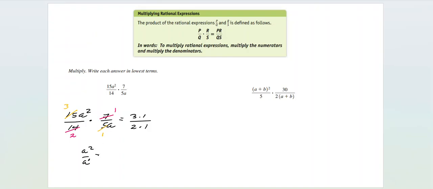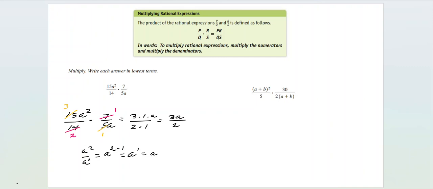A is a to the 1, so when I apply, in this case, the quotient rule of the exponential expression, I say that a squared over a to the first would be a to the power of 2 minus 1, which is a to the 1, which is a. So we have another factor a here. Now when we multiply, we get 3 times a, and below, 2 times 1 is going to be 2. So when I multiply, what I get is just 3a over 2.